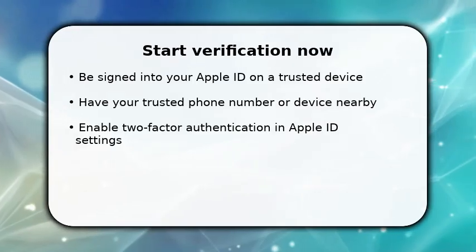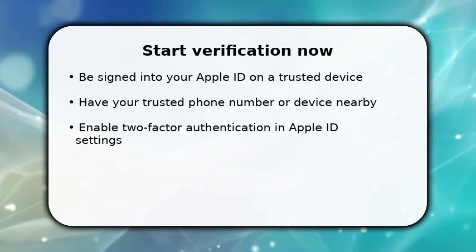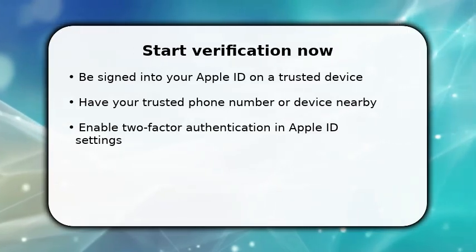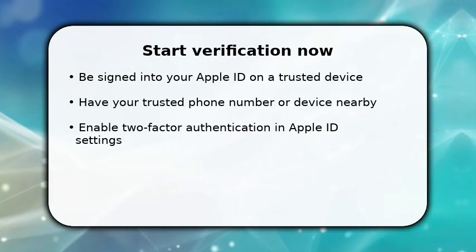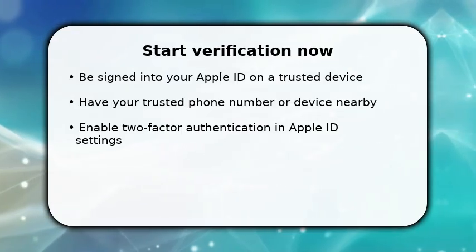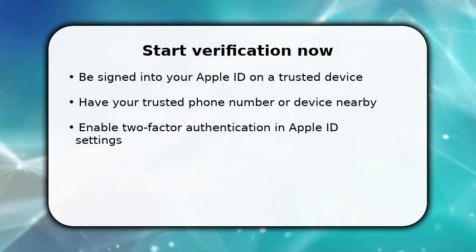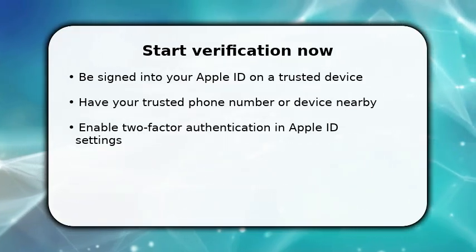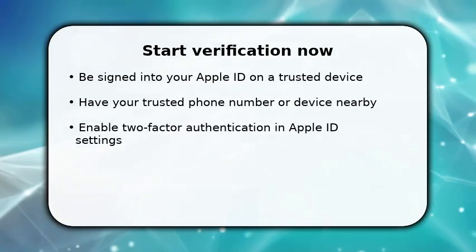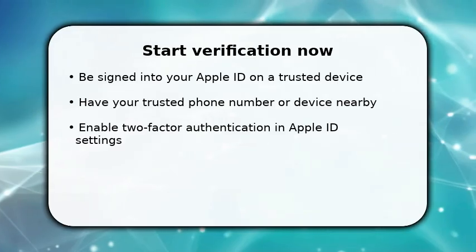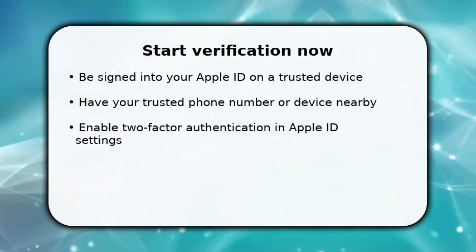You're ready to get a verification code. Start by confirming you're signed into your Apple ID on a trusted device and that two-factor authentication is enabled. Once done, open Settings on iPhone/iPad, or System Settings on Mac, tap your name, then Password and Security. Make sure a current trusted phone number is listed. This is where codes can be sent by SMS.